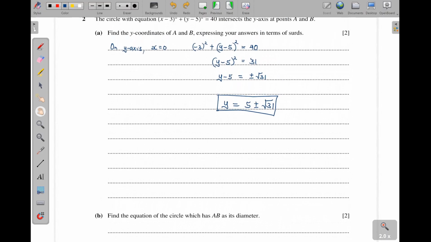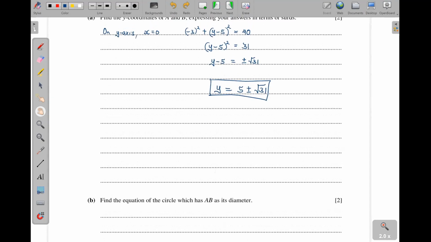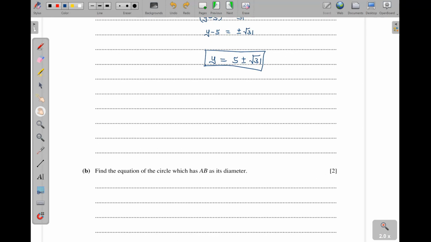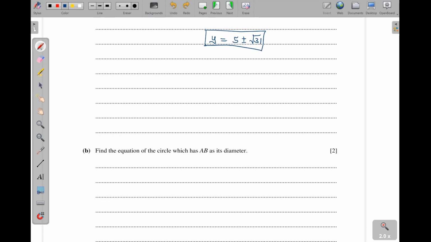Now we need to find the radius, and this radius is going to be half of the length of the diameter. But then the center of that circle is going to be the midpoint of A and B. So first of all, for A, the x-coordinate is 0 because it is intersecting the y-axis. One of the y-coordinates is 5 plus root of 31. And then for B, the x-coordinate is 0, it is still on the y-axis, and the other y-coordinate is 5 minus root of 31.